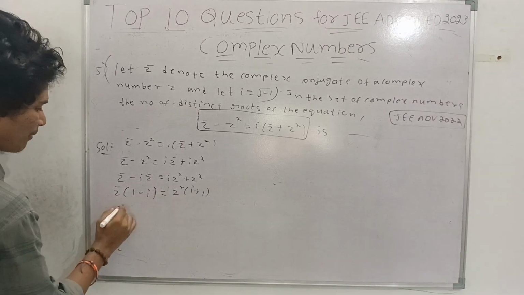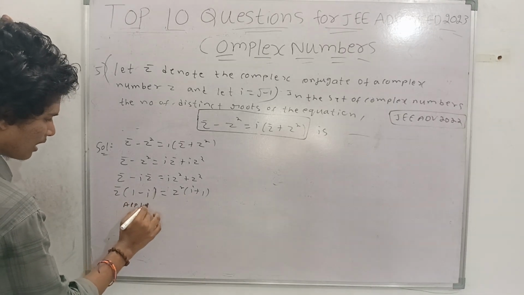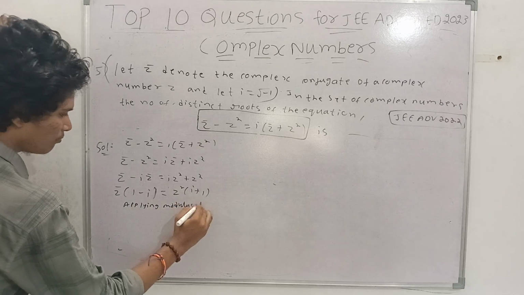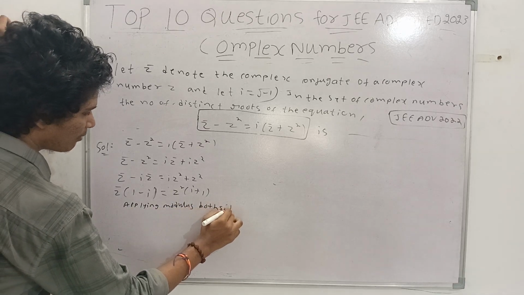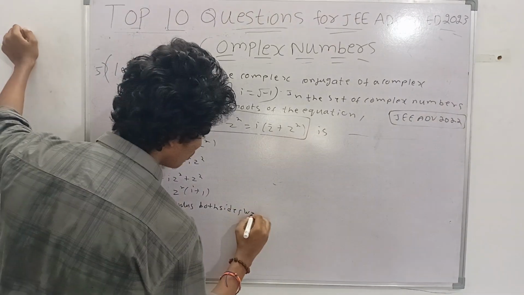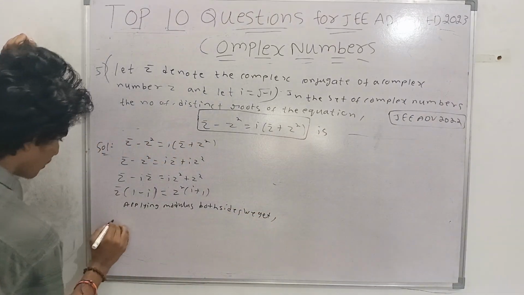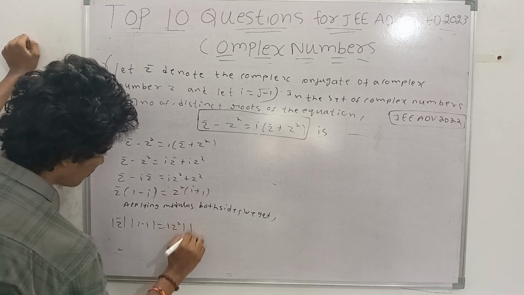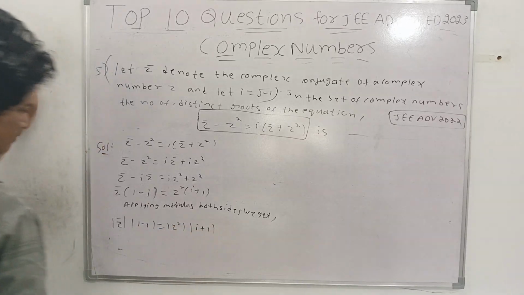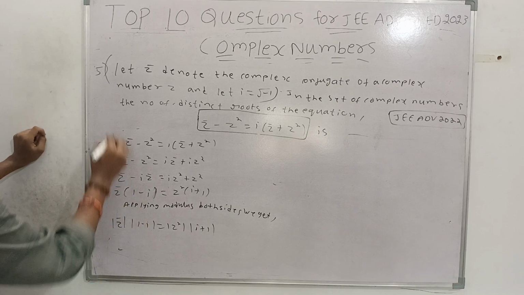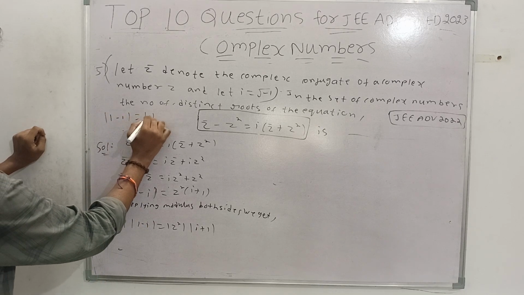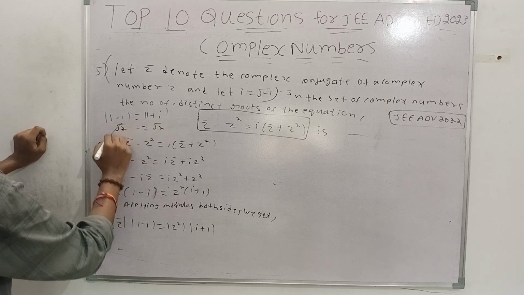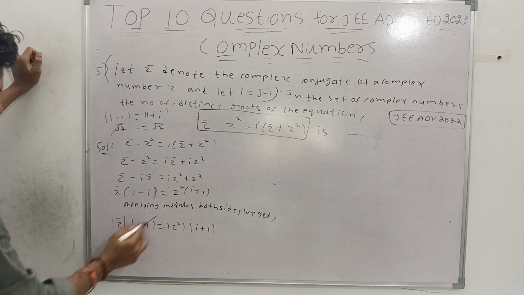Now I am applying modulus on both sides. Applying modulus on both sides, we get mod z bar into mod 1 minus i equal to mod z square into mod i plus 1. We know that the modulus of 1 minus i is equal to the modulus of 1 plus i. What is the modulus of this? Root 2. What is the modulus of this? Root 2. We already know, so this modulus is equal to this modulus.